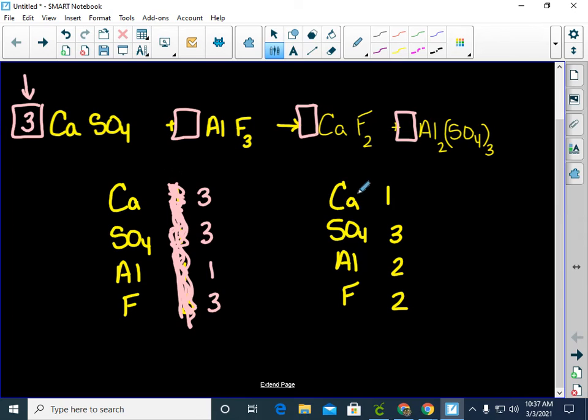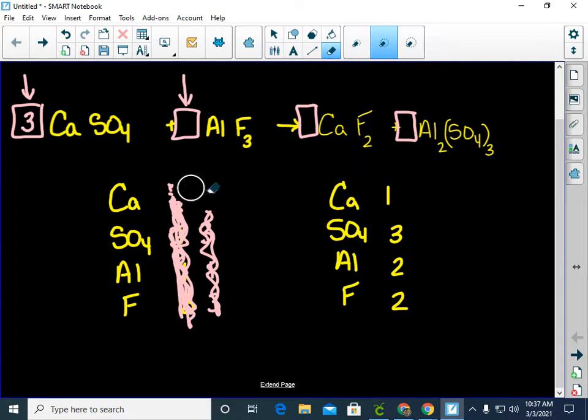Now my calciums don't match. My sulfates do. My aluminums don't. Oh, it's a giant mess. Okay, which one do you want to work on next? It doesn't matter. Pick one. Al, she says. Okay, so we're going to take this Al, which is a 1, and we're going to find it up here. Now these numbers are gone again because I'm manipulating the reactant side.